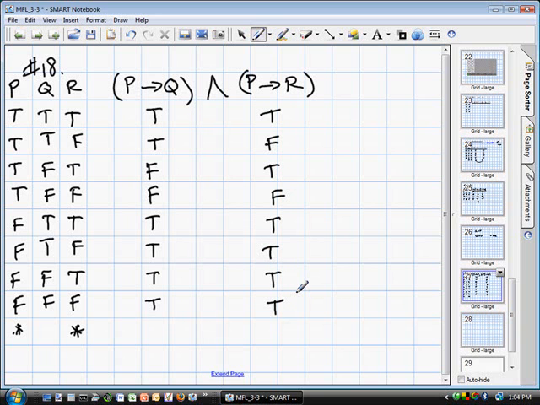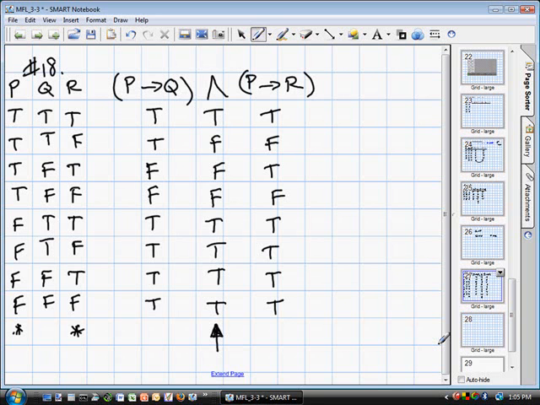Okay. And then what's the last step? We need to take those two columns and AND them. And that rule is only true when both are true. True, true. True, false. False, true. False, false. Here's another good one. True, true. And the style that I did it in, that would be our final result.